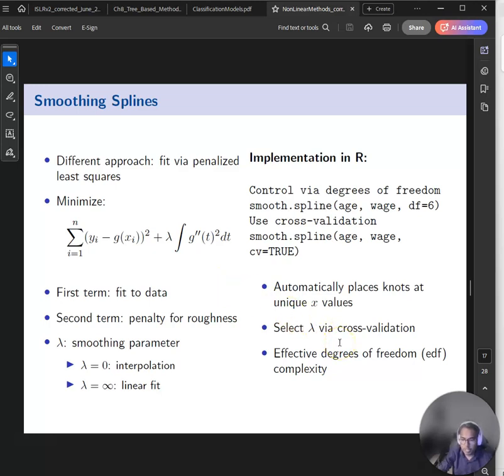One interesting feature is that in R, smoothing splines can be implemented in the smooth.spline function. You can control the complexity either directly through the degrees of freedom or by using cross-validation. One interesting feature of smoothing splines is that they automatically place knots at each unique x value and then use a penalty to prevent overfitting. This makes them very useful for exploratory data analysis when the appropriate complexity is unknown.